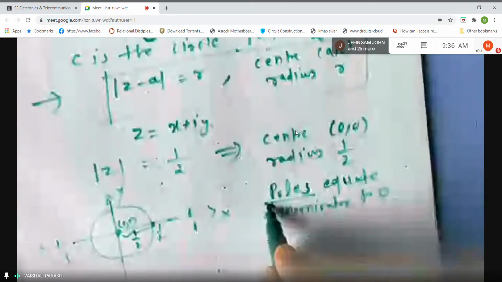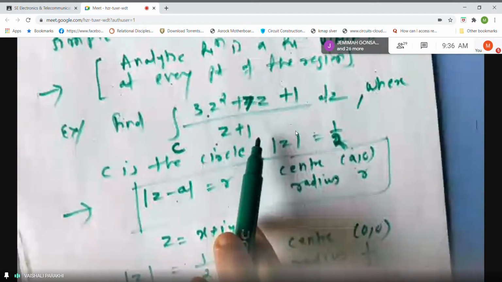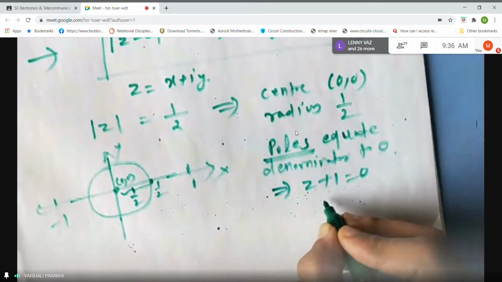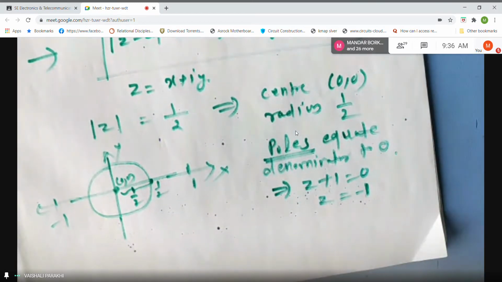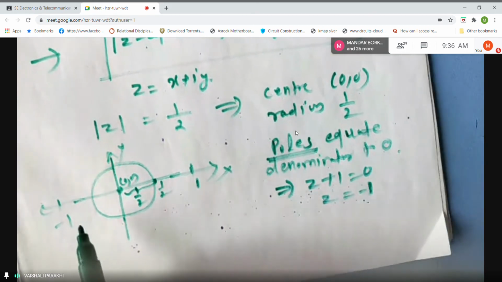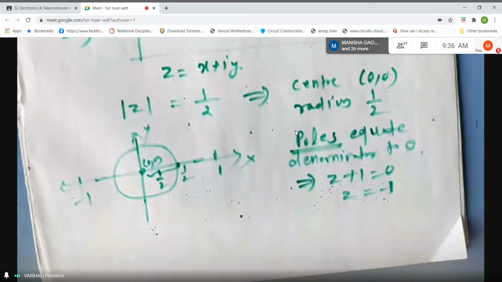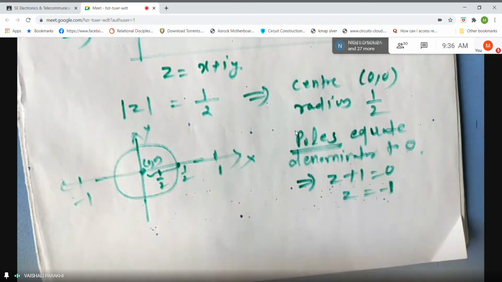So, poles you will be finding. What is the denominator here, students? Denominator is z plus 1, right? So this implies z plus 1 is equal to 0 and z is equal to minus 1. So this is the pole of the integrand. Now, where does this pole lie, students? Z is equal to minus 1 lies outside the circle. You can see clearly, correct? So what you can say here? This circle does not enclose any of the poles.